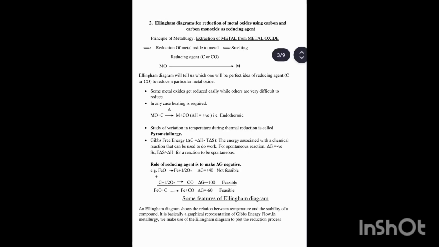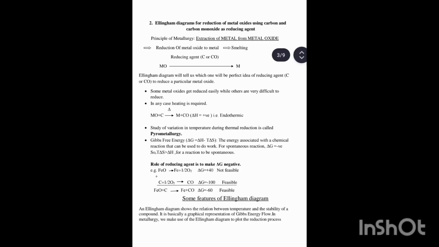And now we will come to the Ellingham diagram for reduction of metal oxide using carbon and carbon monoxide as reducing agent. Principle of metallurgy: extraction of metal from metal oxides. Reduction of metal oxide to metal, using reducing agent C or CO. So MO gets converted into M.